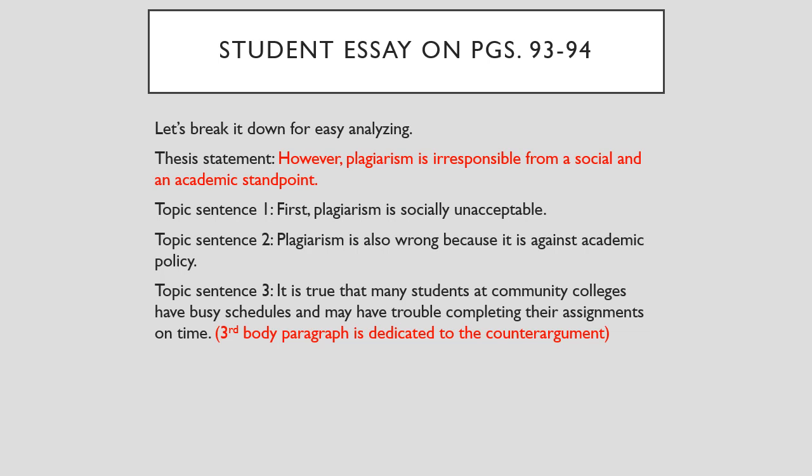Good. Now notice that the topic sentence is opposite of the writer's opinion. That is correct because this is the counter-argument. So the topic sentence for the counter-argument paragraph should be the counter-argument. So it says here, it is true that many students at community colleges have busy schedules and may have trouble completing their assignments on time. Is this incorrect? Again, no, it is not, because this is the counter-argument paragraph.